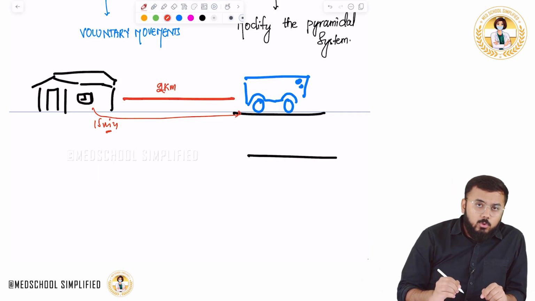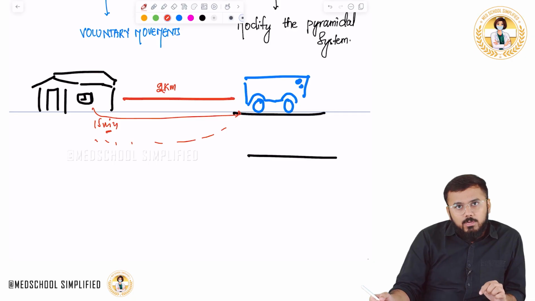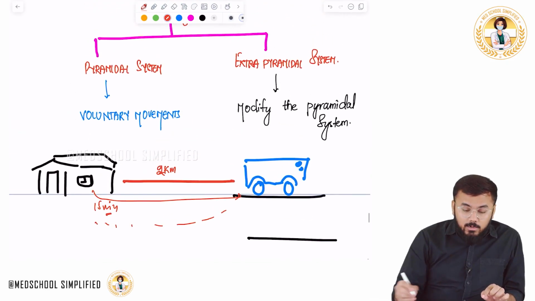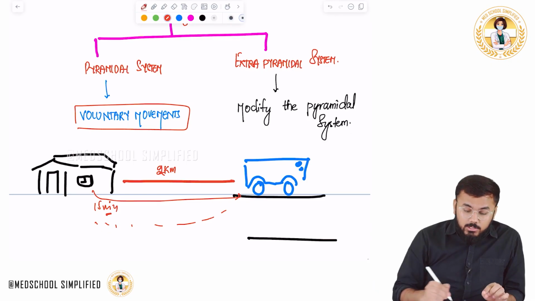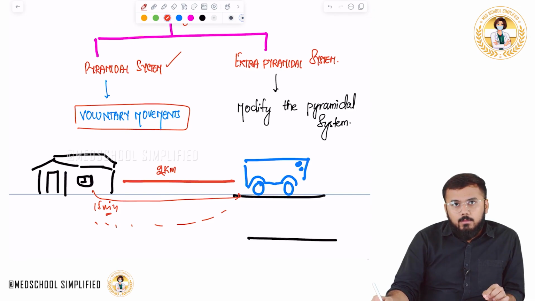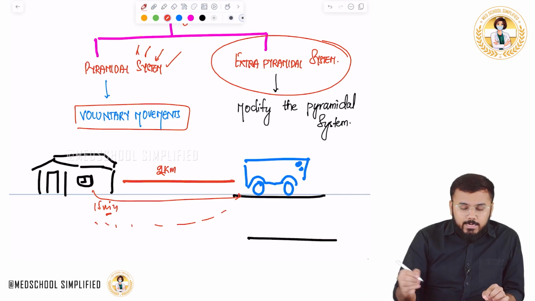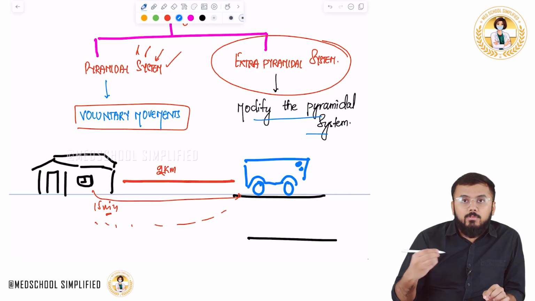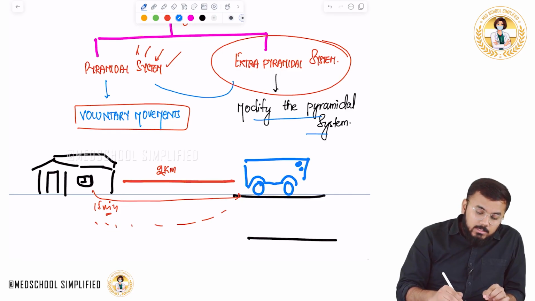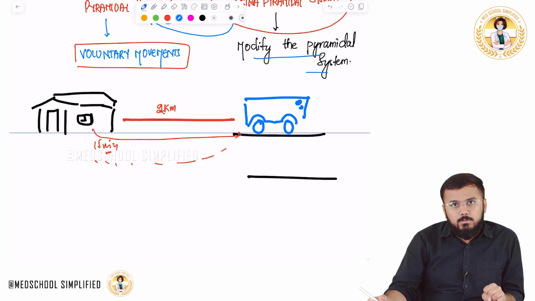Now, when the school bus is about to come, will you slowly walk and go there? Will you reach the 2 kilometers distance within 5 minutes? No. You have to run. Right? If you have to run, what system is needed here? Voluntary movements are needed. It means if you have to run there to reach on time, your pyramidal system should work, right? And to activate this pyramidal system, who is working? Extrapyramidal system. That is the reason why I have written extrapyramidal system is modifying the pyramidal system. So extrapyramidal system will activate your pyramidal system so that you run fast there and then take the bus.